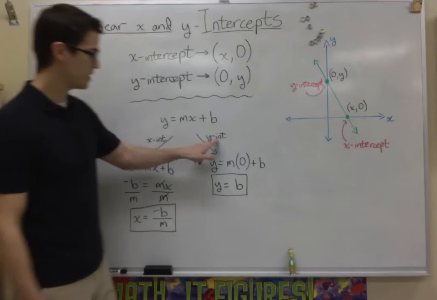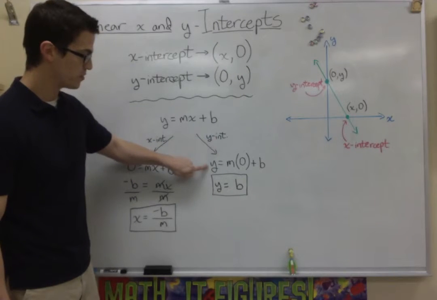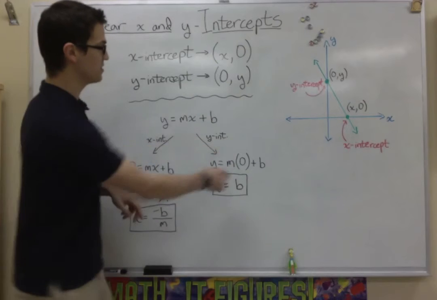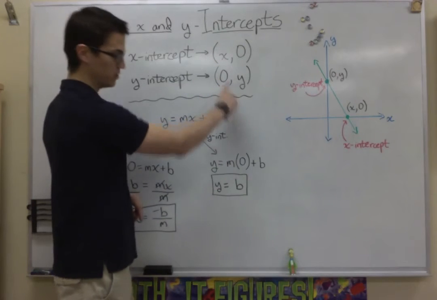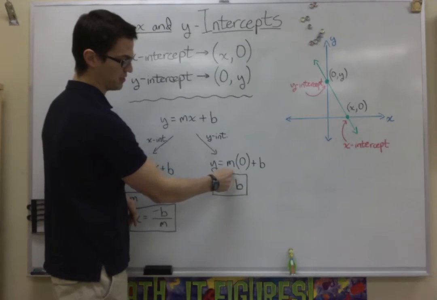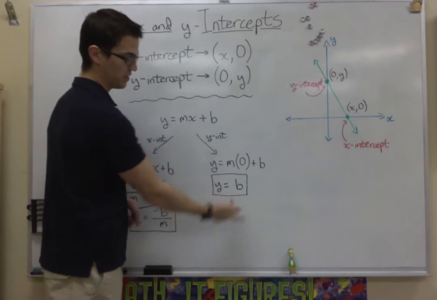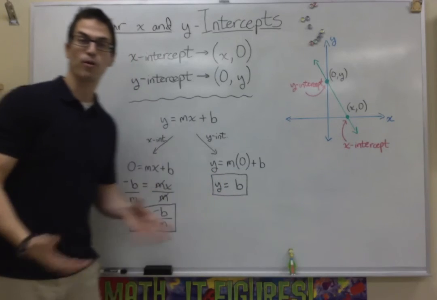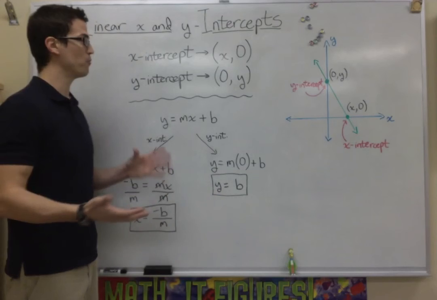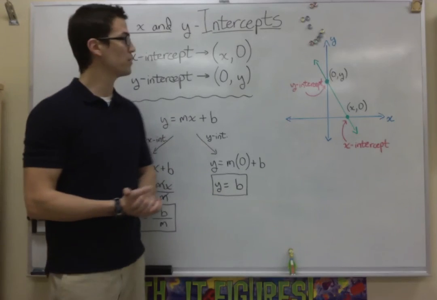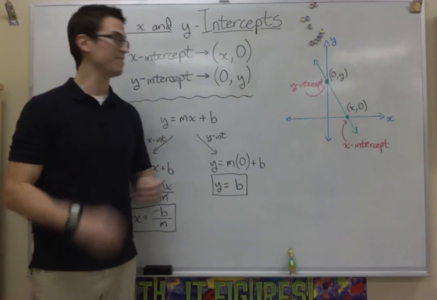I did the exact same thing for the y-intercept. We're solving for y this time, but we know the x is 0. Right here, x is 0, so I just plugged in x is 0. Really easy, 0 times anything is 0. So y is equal to b, as you probably already know from all your other studies of slope-intercept form. So hopefully that helps you with understanding the x and y intercepts of linear graphs.